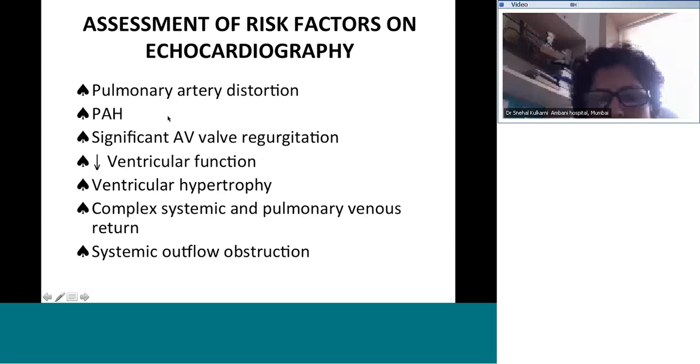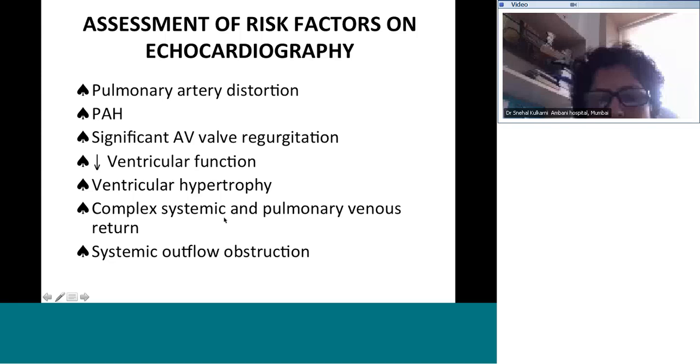So, assessment of risk factors: if you have a pulmonary artery which is distorted, your pulmonary artery pressures are high, your pulmonary vascular resistance is above 3 Wood units, you have significant AV valve regurgitation, ventricular function which is less, ventricular hypertrophy, complex systemic and pulmonary venous return, and systemic outflow obstruction, these are the risk factors for Fontan completion. And all these risk factors, as I said, need to be assessed very carefully when we decide for a Fontan.